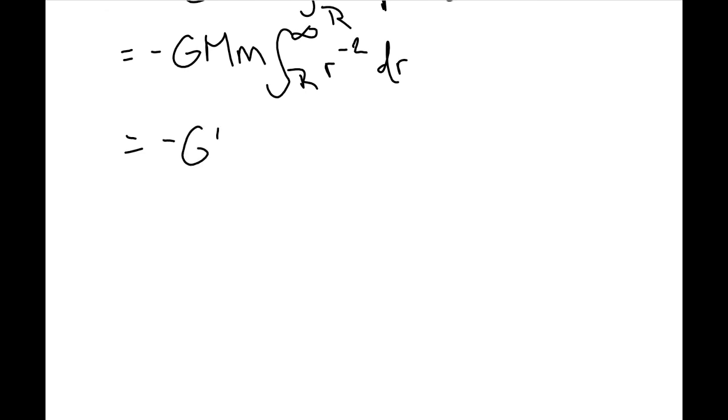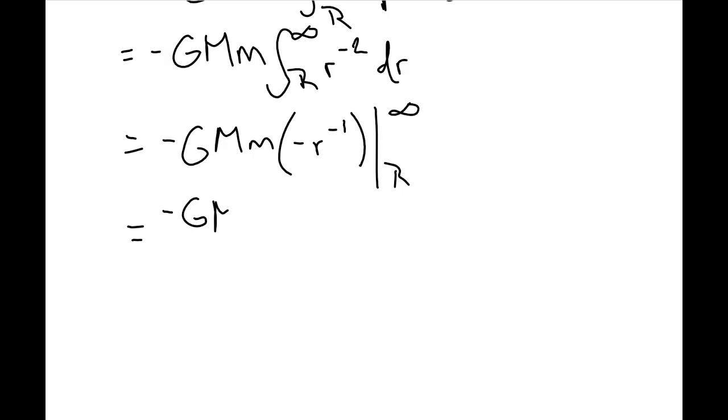So negative GMm. Remember to undo the power rule: raise the exponent up, put it under. So -2 raised up is -1. Put it under. So now we're going to have negative r to the -1, and we're going to evaluate from r to infinity. Okay. Well, really, we can rewrite that. So we have negative GMm times -1 over r. We're going to evaluate that from r to infinity. All right, so you're starting to see how simple this really can be.